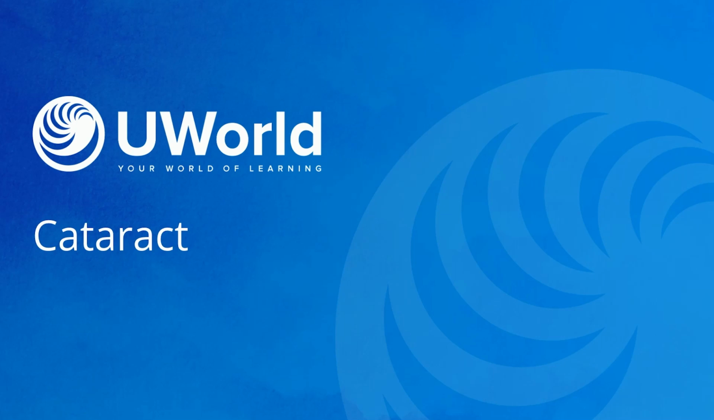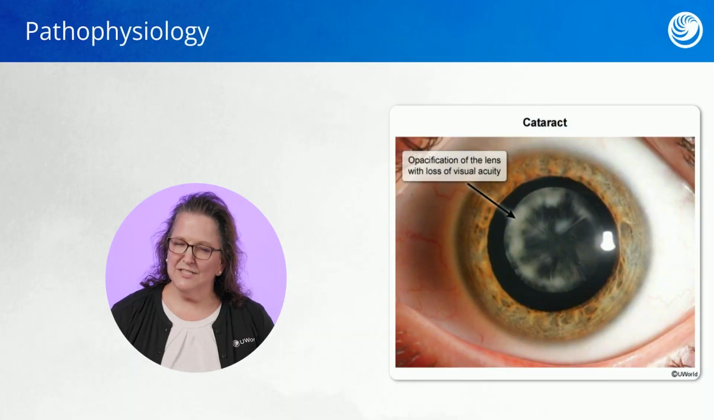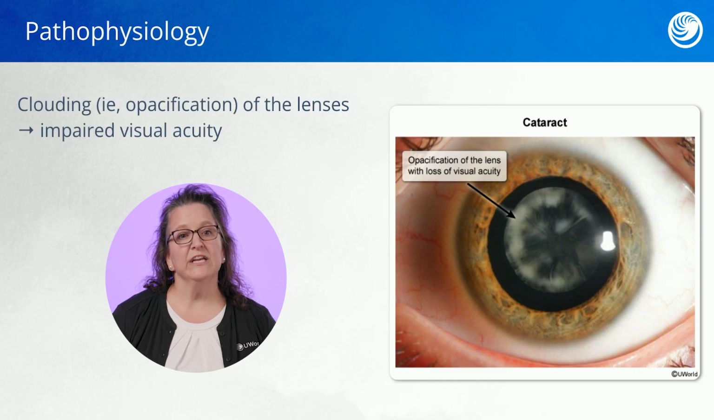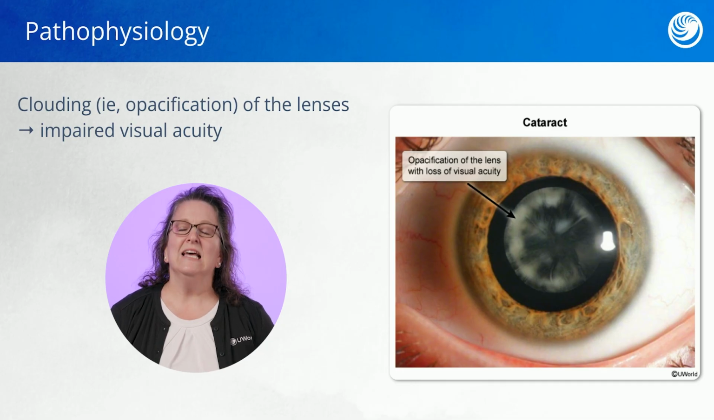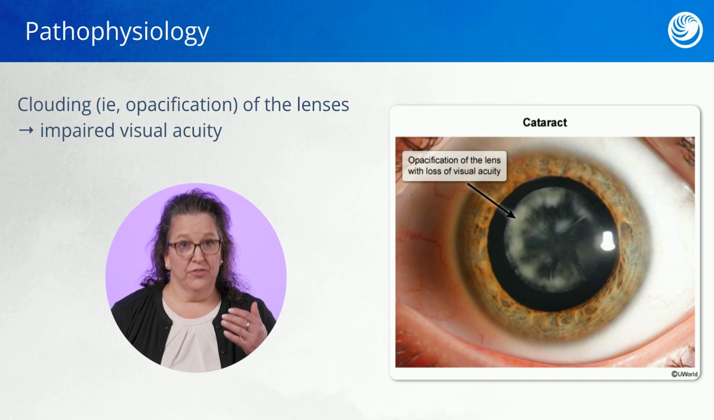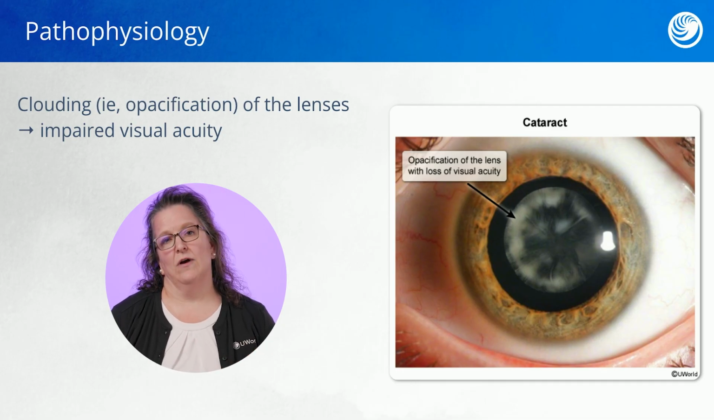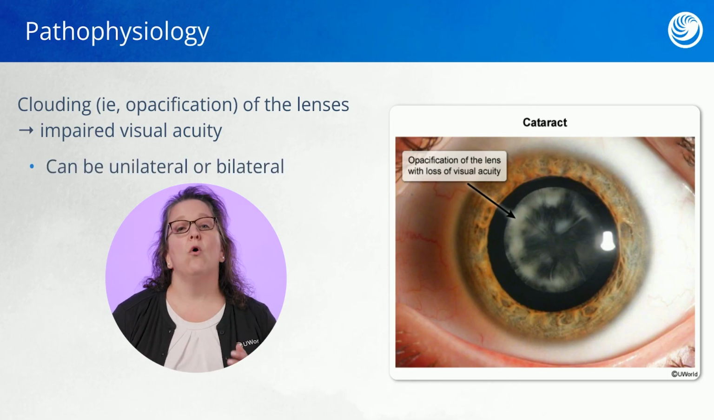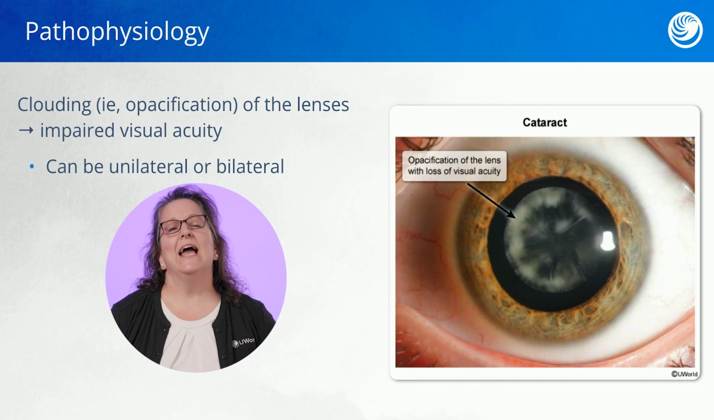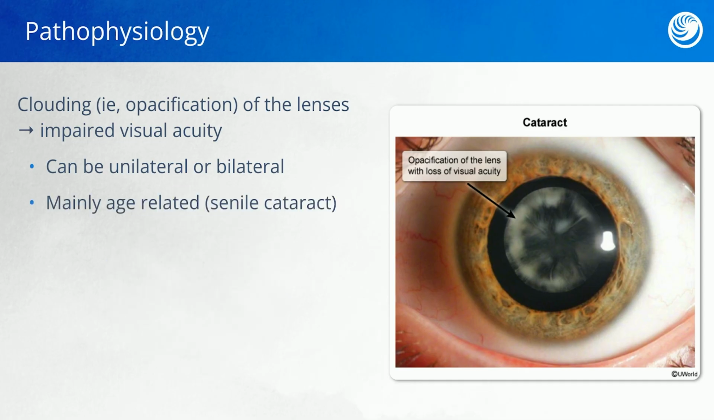This topic is cataract. Let's review a little bit of pathophysiology. Cataracts is clouding or opacification of the lenses, which leads to impaired visual acuity. As a client ages, their eyes age and the lenses in their eyes age. The proteins and fibers change and degenerate. This can be unilateral or can happen in both eyes and happens as the client ages.